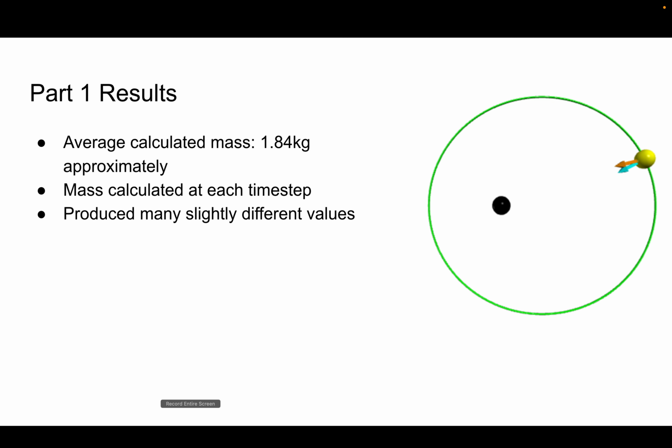Each time the calculation loop ran, the program produced a slightly different estimate for the black hole's mass. These small variations occurred because the acceleration and force values changed throughout the star's orbit. To determine a single best estimate, I averaged all the mass values calculated during the simulation. The average mass I found for the black hole was approximately 1.84 times 10 to the 34 kilograms. This result represents the mass that would produce the gravitational force necessary to keep the star moving in its observed orbit.